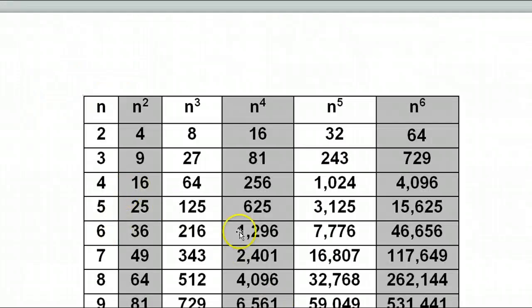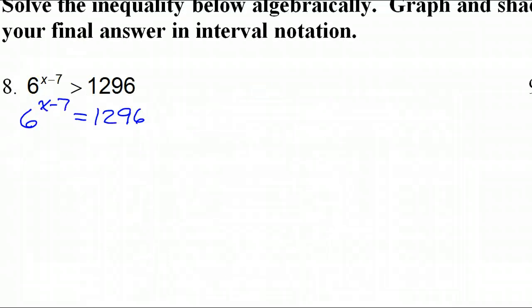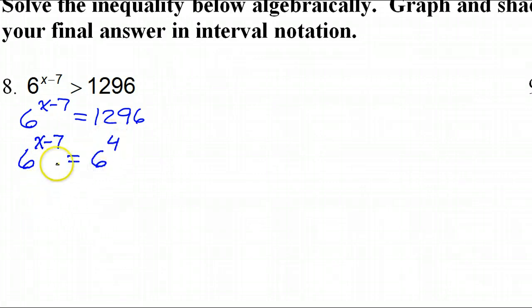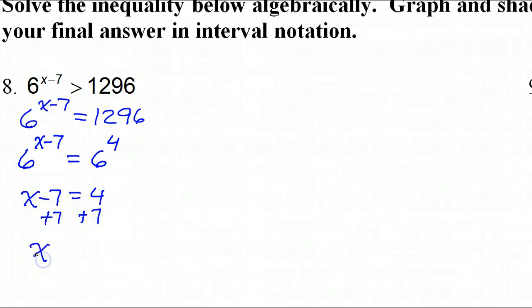Where was I? 1296. So you see the 6 and you see the 1296. That is 6 to the 4th power. So we can do like bases quite easily. So we have 6 to the x minus 7, and then we have 6 to the 4th power. So that means the powers are equal. So x minus 7 must equal 4, and if you add 7 to both sides, that means x equals 11. So that is our critical value.